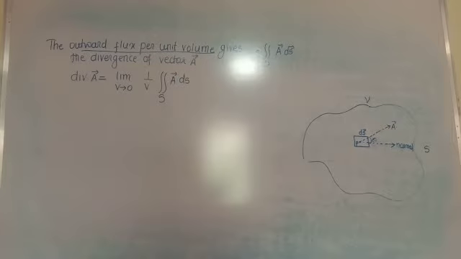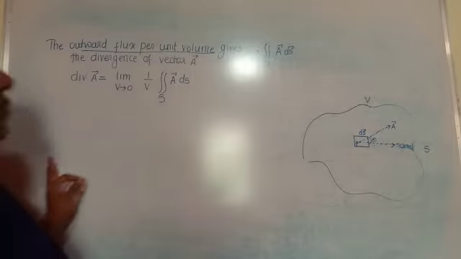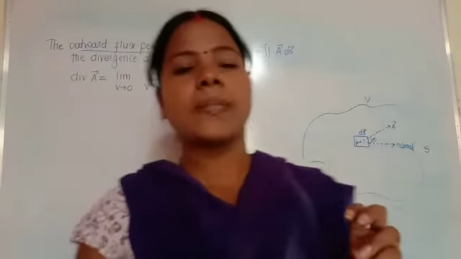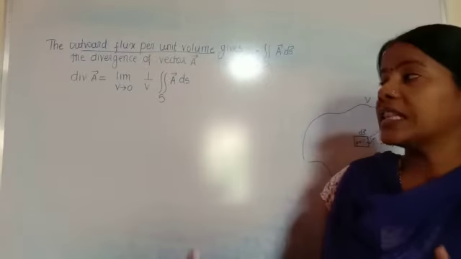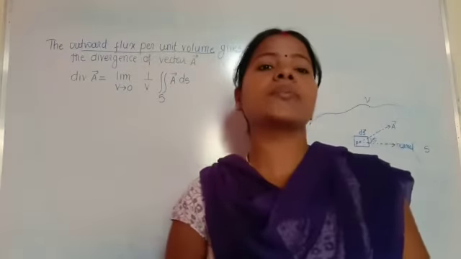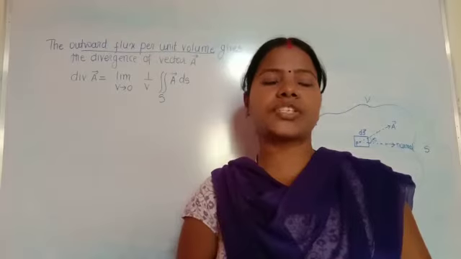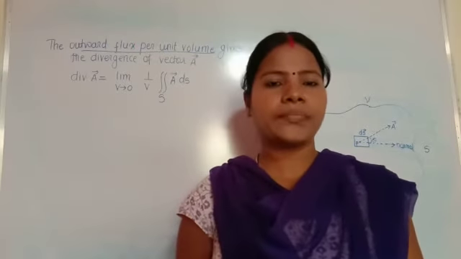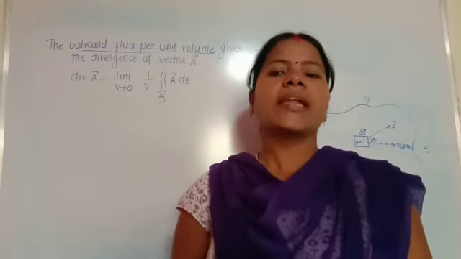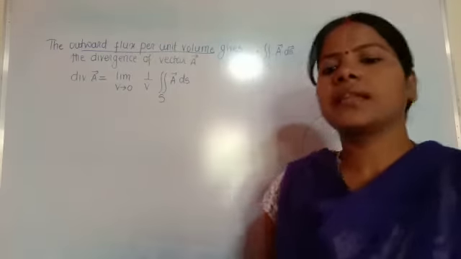So next we can calculate the divergence of the vector field, which is a scalar field. In the last class we saw that the gradient of a scalar function is a vector quantity. In the same way, the divergence of a vector field is a scalar field.